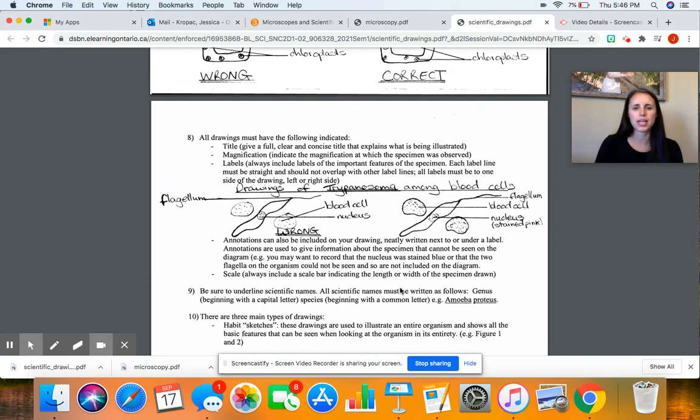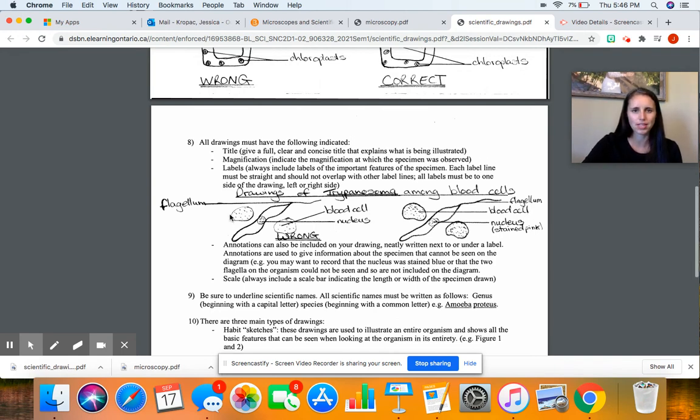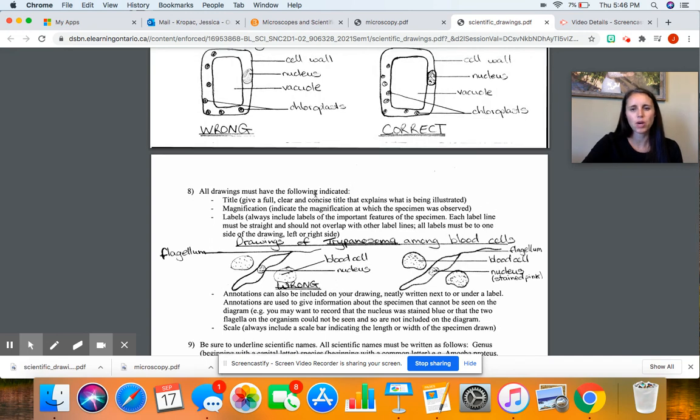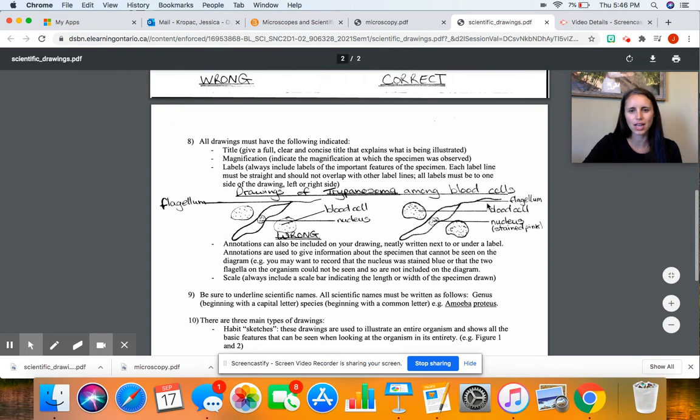A little bit about labeling. When you label your diagram, you want to make sure that you label using straight lines and put everything on the right. Do not label on the left-hand side. Also, when you label, you want to use nice straight lines. You don't want to have any lines crisscrossing. We have nice straight lines, drawn with a ruler, off to the right-hand side with labels.